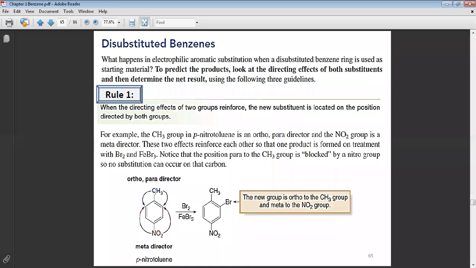Ortho, right. So CH3 is ortho and NO2 is meta, meaning both reinforce each other. One helps the other, so they direct substitution to the same position. Both of them reinforce each other to be substituted on the same position. Okay?